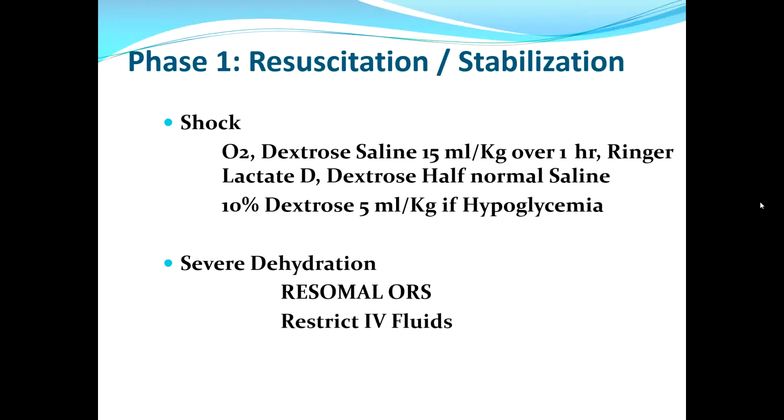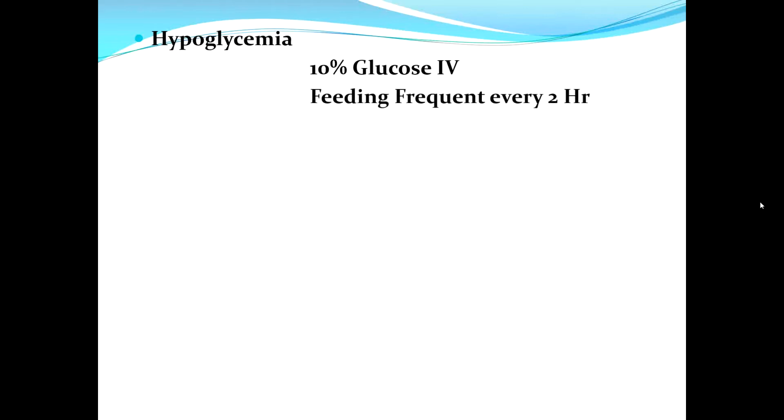We usually restrict IV fluid. We don't give him IV fluid as for a normal, well-nourished child. But we have to add extra potassium chloride in IV fluid therapy to a dose up to 4 millimole per kg per day. These patients develop hypoglycemia very frequently, requiring 10% glucose IV as a bolus, and then frequent feeding at short intervals, small frequent feeding every 2 hours.